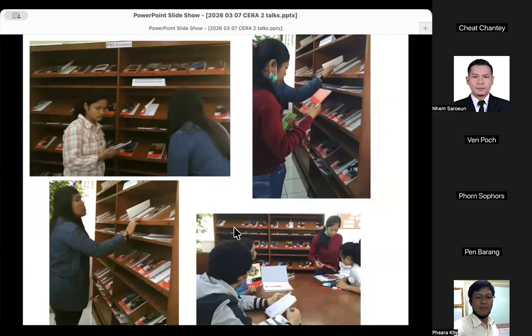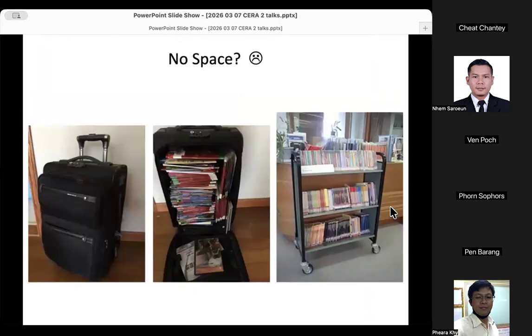Now, maybe you don't have space in your school for a library. Another thing you can do is put the books into a suitcase. The advantage of a suitcase is you can wheel it to and from the classrooms easily. The second advantage is you can lock it so the books don't go missing.